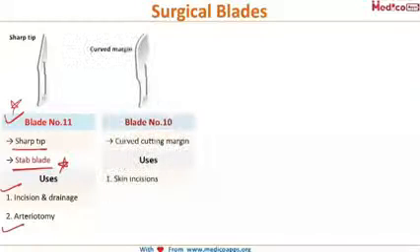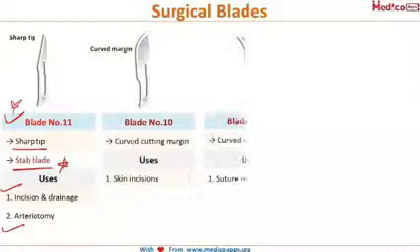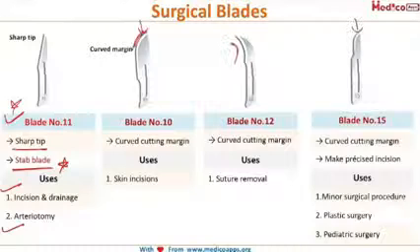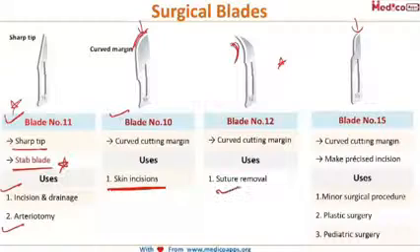The other is blade number 10. Here I want to mention the other two blades also. Before discussing blade number 10, 12 and 15, I want to highlight a point that blade number 10 and 15 have a belly, while blade number 12 has a curved margin. Starting with blade number 10, as it has a belly-like structure, it is used for skin incisions. But blade number 12, which has a curved margin inside, is used for suture removal.